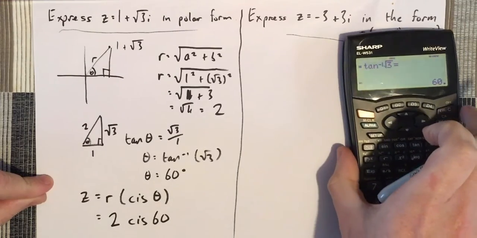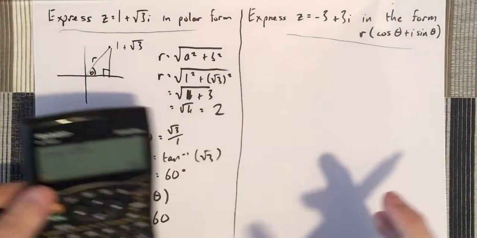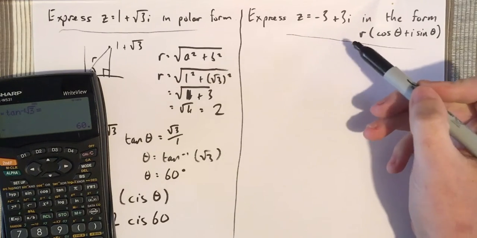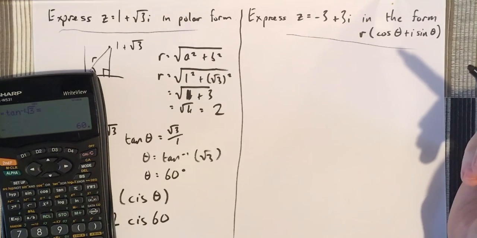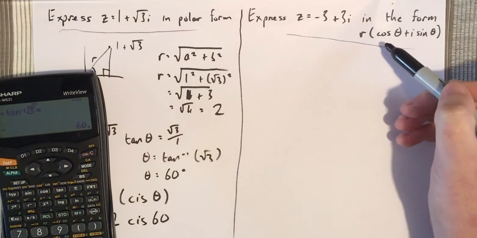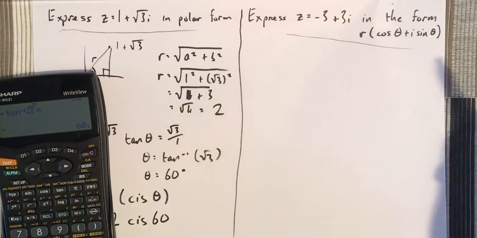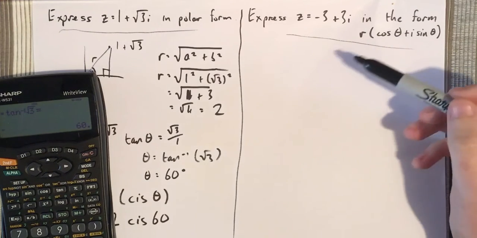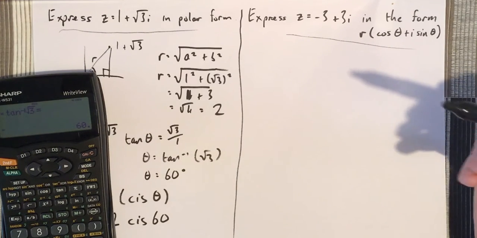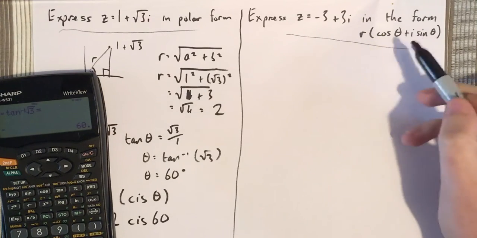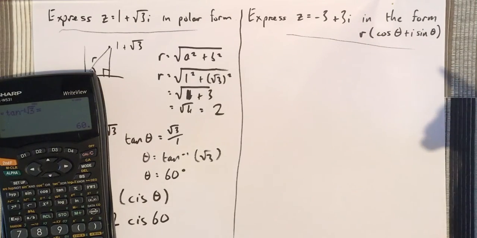All right, so moving on now to another example. So I've got minus 3 plus 3i in the form r cos theta plus i sine theta. So that's in polar form as well. This is the way they ask them in the book. They don't really introduce cis quite yet. So they're saying cos theta plus i sine theta rather than cis theta. It means the same thing.